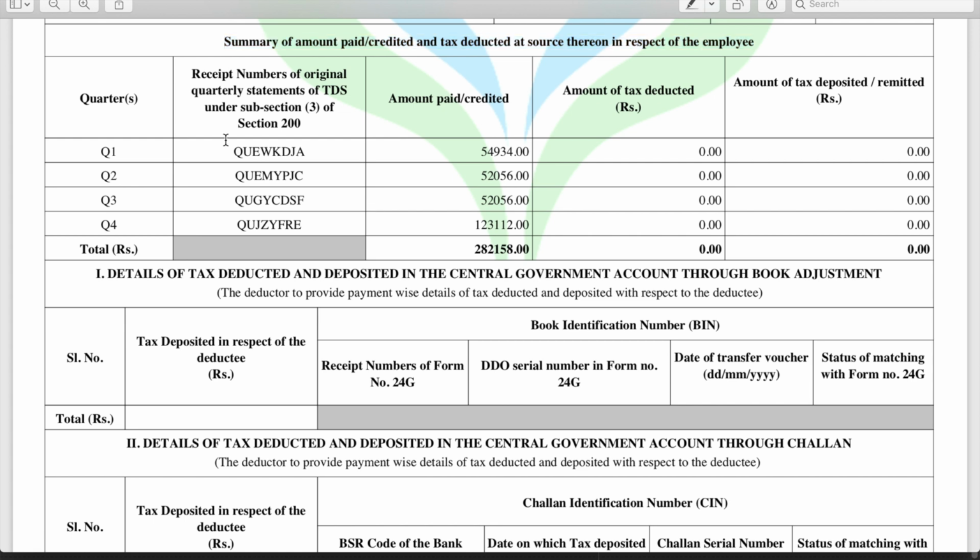This information will be given on quarterly basis. We should be able to see the receipt number and the amount paid and credited to us on each quarter. In addition to that, in case they have deducted some tax on the amount paid to you, we should be able to see it in the amount of tax deducted section. And in case the tax has been deposited or remitted to the government on behalf of us, we should be able to see that amount information on quarterly basis under the section amount of tax deposited and remitted.